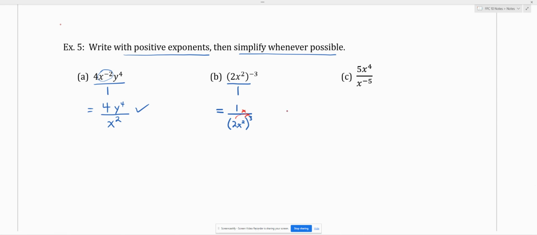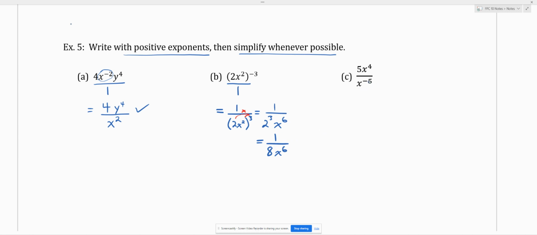So we're just multiplying, and that's going to give us a new fraction, of 1 over 2 to the 3, and x to the 2 times 3 using our power of a power law gives us x to the 6. And now we can rewrite that 2 to the 3 is 8, x to the 6. We have no negative exponents, and it's fully simplified. That's everything we can do there.